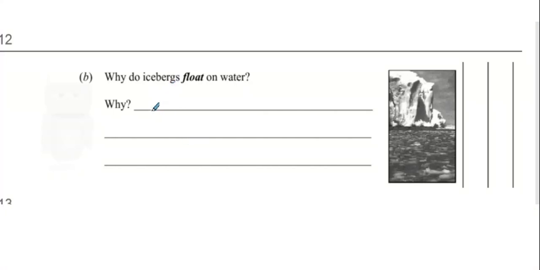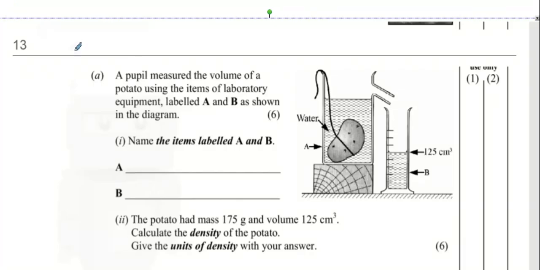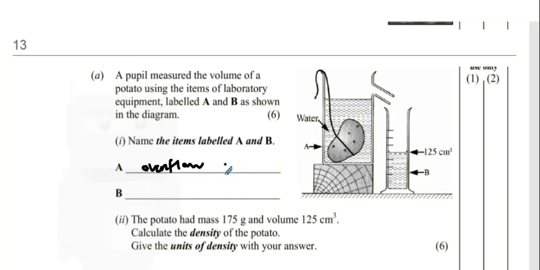Why do icebergs float on water? Icebergs float on water because ice is less dense than water. Pupils measure the volume of a potato in the laboratory using apparatus labeled A and B as shown. Name the items labeled A and B. A is an overflow can. B is a graduated cylinder.